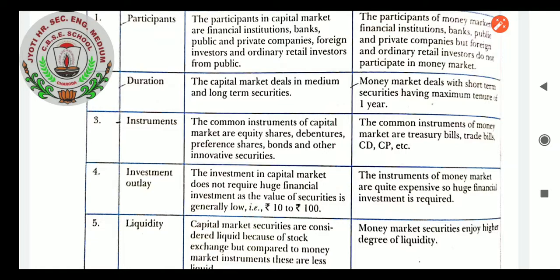On investment outlay, there is a par value in the capital market. Par value means the rate at which it is sold, like rupees 10 each for 100 preference shares. So it means 100 shares of 10 rupees each; one preference share is of 10 rupees. That is the value system in investment outlay in the primary capital market, whereas money market instruments are quite expensive, so a large financial investment is required.